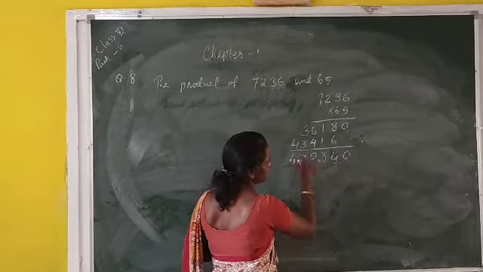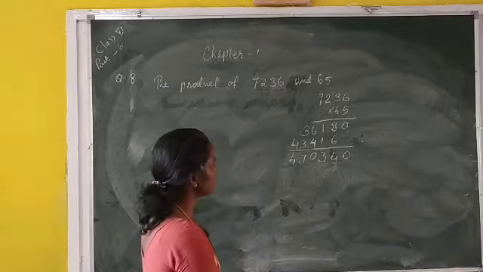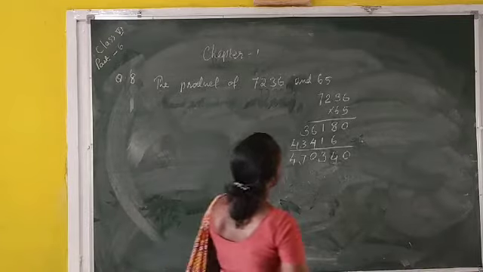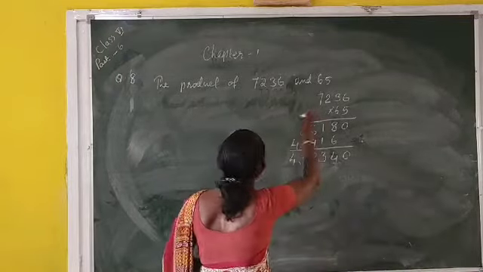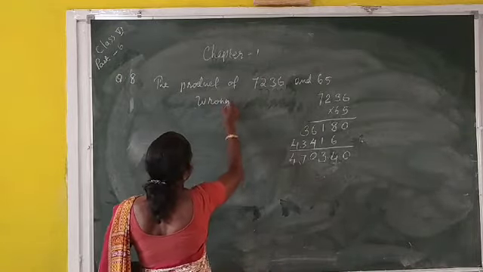Which number is this? 4,70,340. Is this multiplication correct? Not correct. This is the wrong answer. So you can write in brackets, wrong answer.